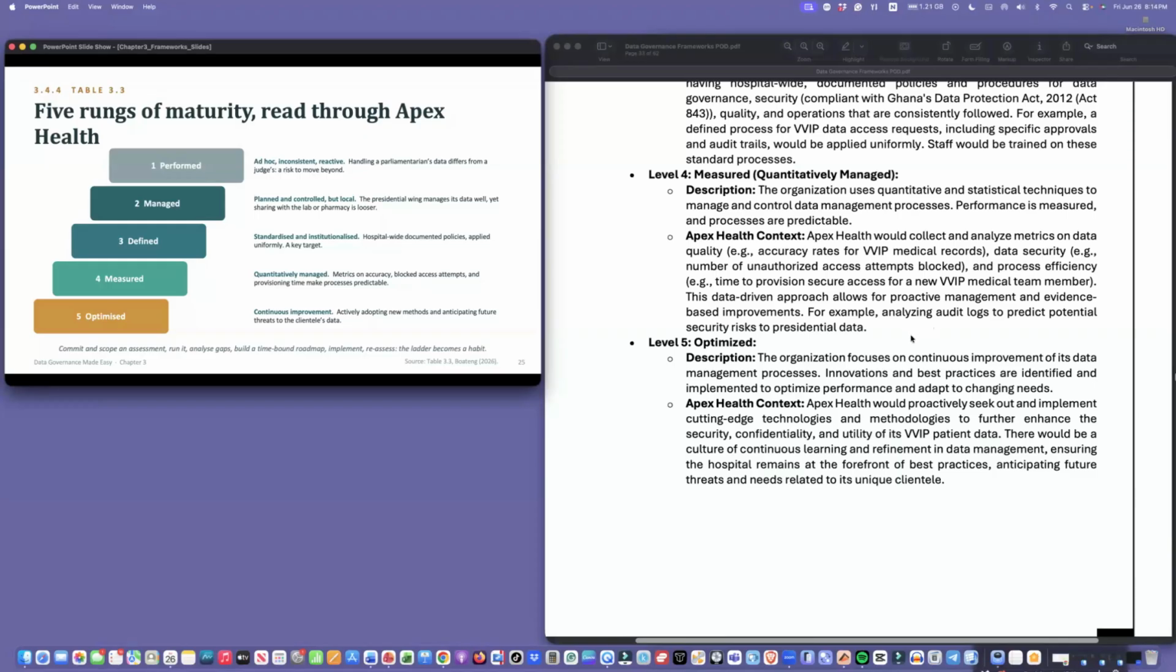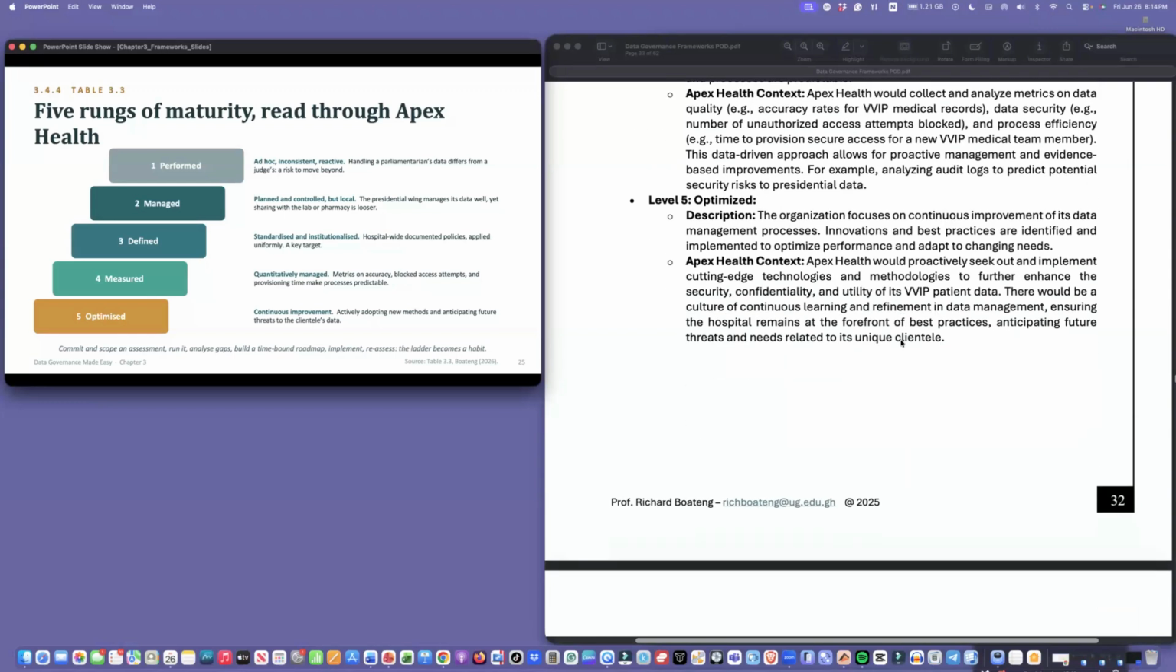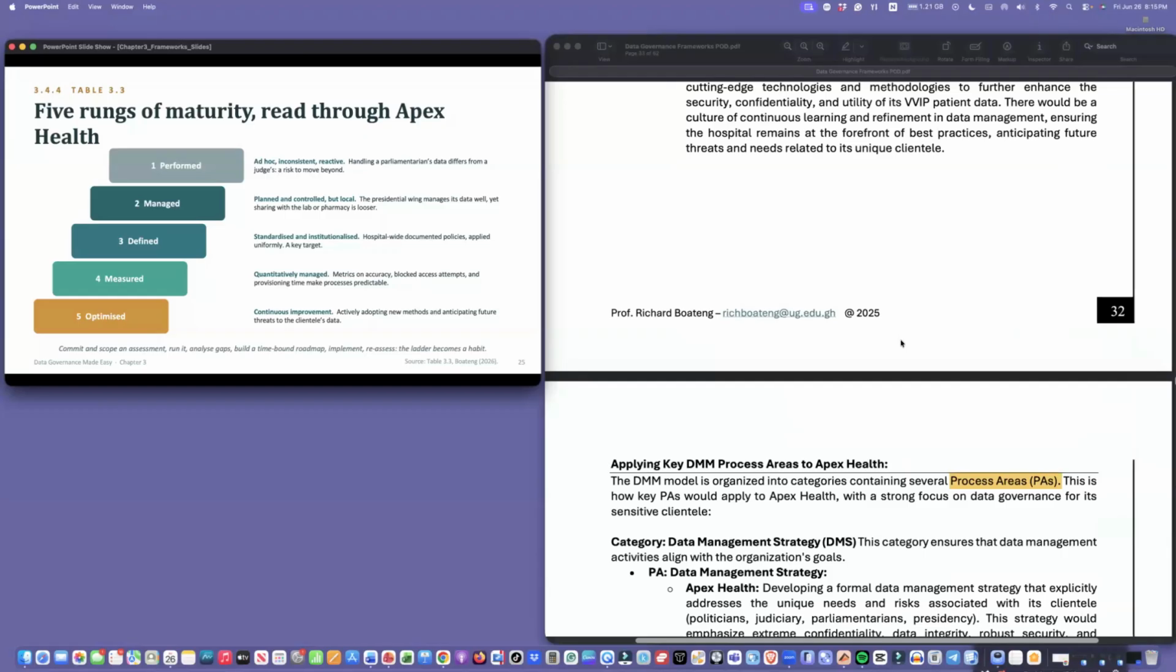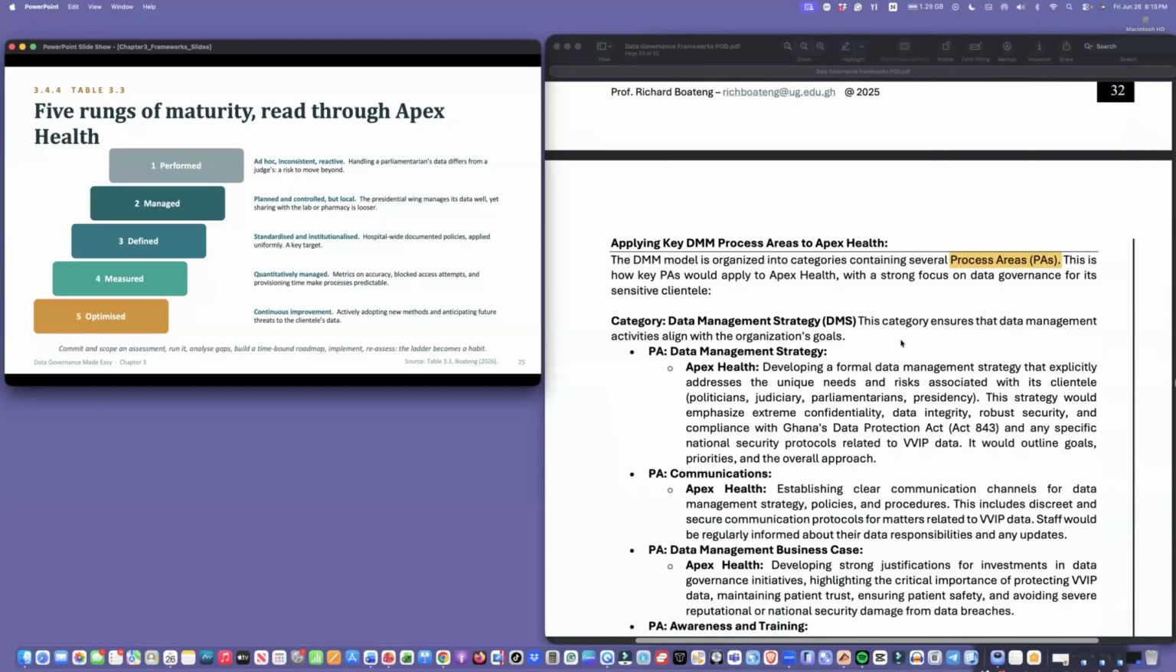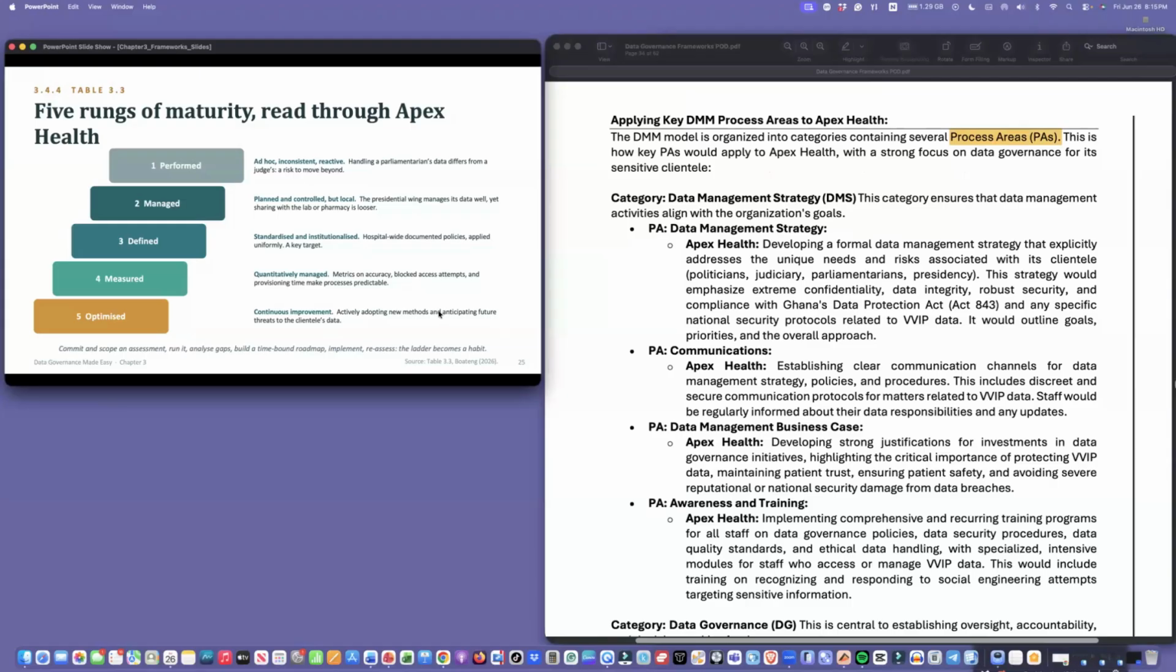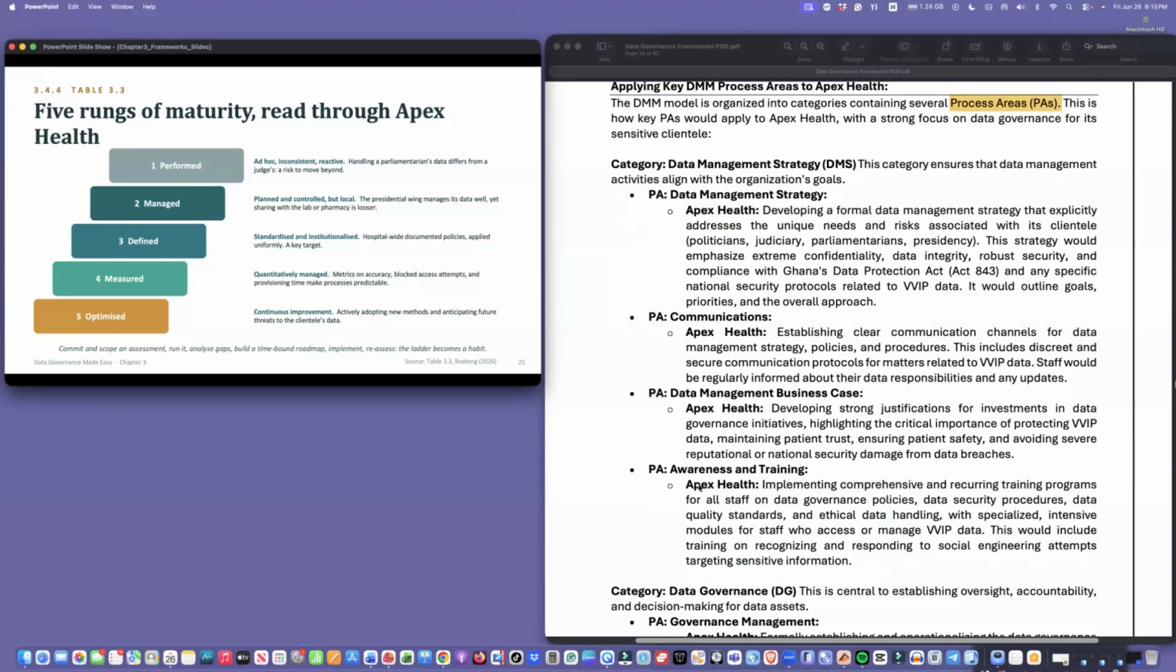So a good assessment tool is the DMM, the data management maturity model. But it has a lot of work too. It has several process areas that you have to look into. The data management strategy is the first category. Communications: remember, I mentioned that people look at communication to establish clear communication channels for data management strategy, policy, and procedures. Data management business case: developing strong justification for investment in data governance initiatives. Awareness and training is also put here.